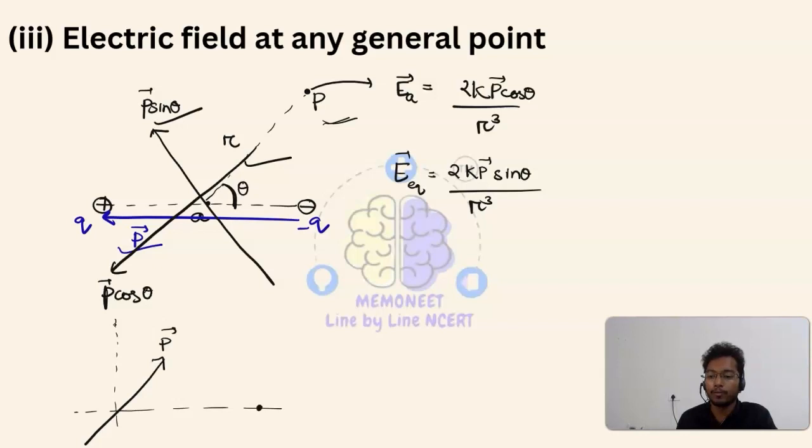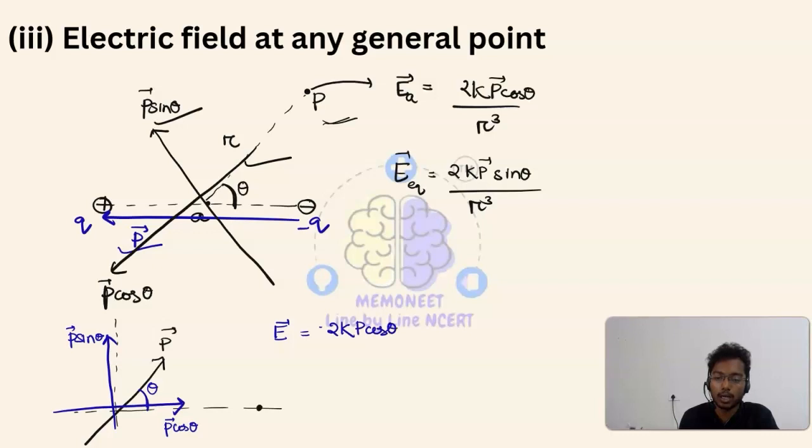So what we will do, we have to resolve it into two vectors. This p vector we will resolve into two vectors, one along this line and one along this line. This will be, let's say, at angle theta. This will be p cos theta and this is p sin theta. So we can write E vector is equals to what is present in the axial line. In the axial line the p cos theta is present. We can write 2k p cos theta upon r cube.